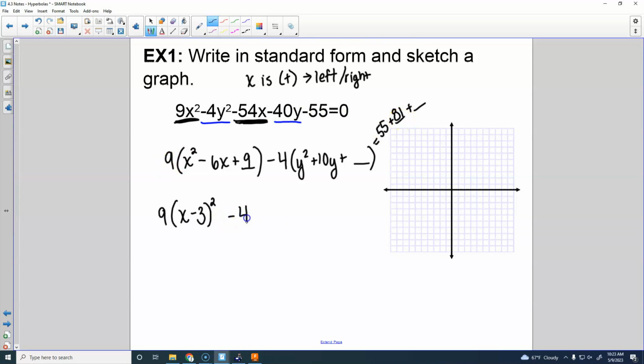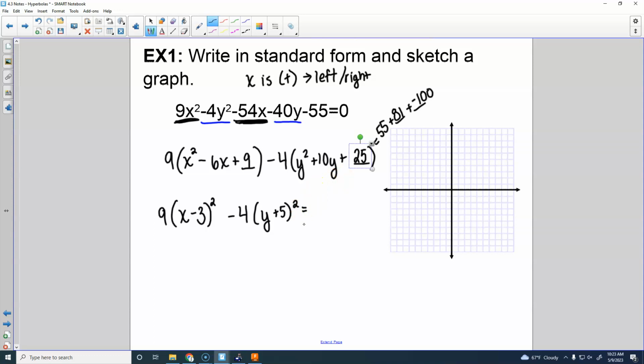And then I do the same thing for the y's, so I get y plus 5 squared. 5 squared is 25, so that goes in my blank on the left side. What number should I add on the right side? Very good. Negative 100. Right, because you got to multiply that 25 by the negative 4, which gives you a negative 100. So you'll put negative 100 there.